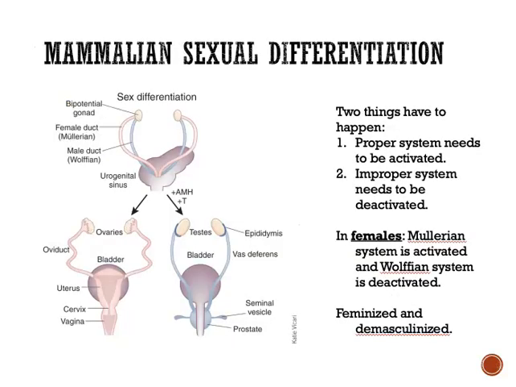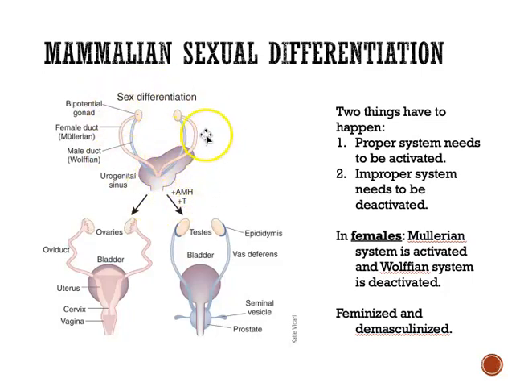Okay, so let's talk a little bit about hormones and then how we get your typical either testes or ovaries, male reproductive systems or female reproductive systems. Another way of saying that is mammalian sexual differentiation. That is your scientific term there. All right, so basically two things have to happen. The proper system needs to be activated and the improper system needs to be deactivated. So what does that mean?